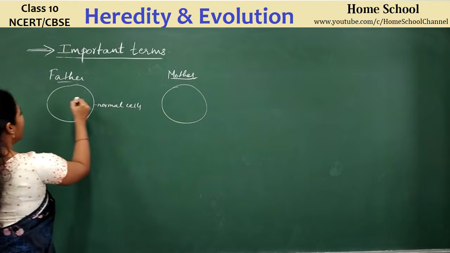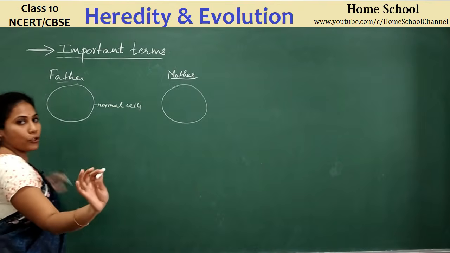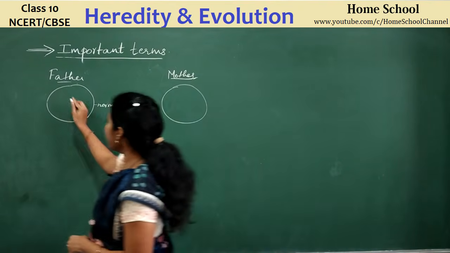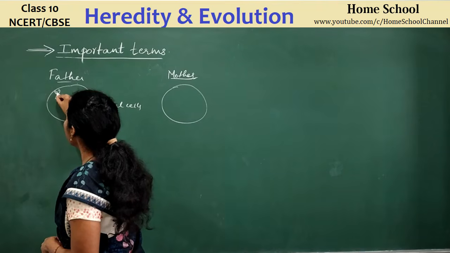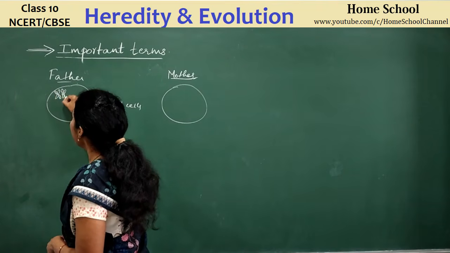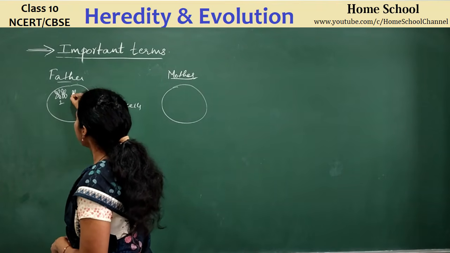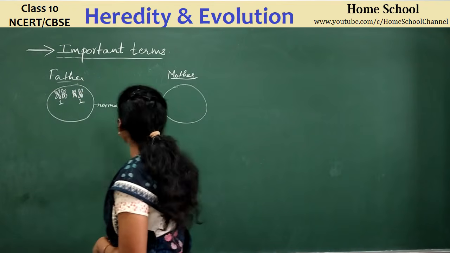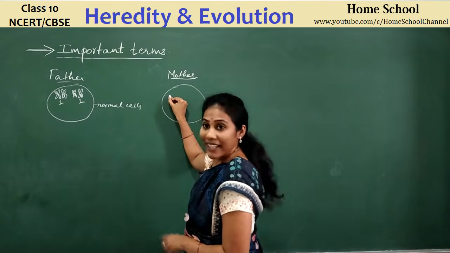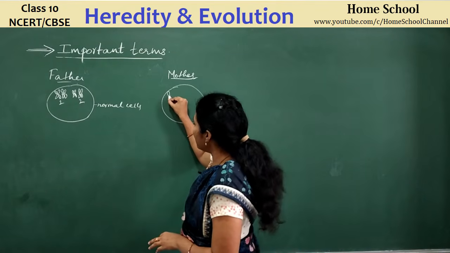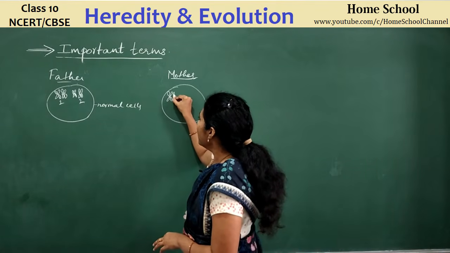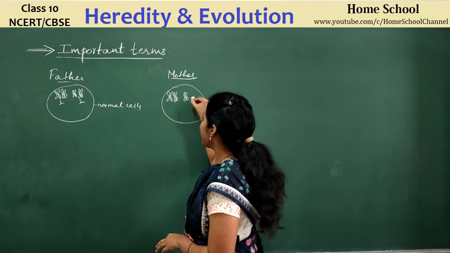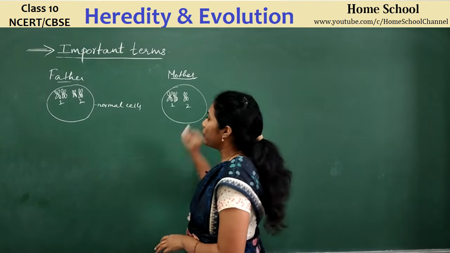Normal cells, how many chromosomes are there? 46 chromosomes, right? In the father, in his normal cell, 46 chromosomes are there, and these chromosomes are arranged in pairs. This is pair number 1 and this is pair number 2. Like this. Mother also, in her normal cell, similarly 23 pairs are there. That means 46 chromosomes. This is pair number 1, pair number 2.